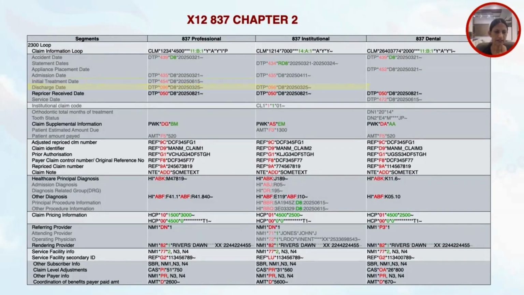Then the discharge date, DTP01 is 096 and it's used for 837P and 837I. Then the repricer received date, in that the DTP01 value is 50. This is required when a repricer is passing the claim on to the payer. So the claim was repriced at the repricing agency and then the repricing details are passed back to the payer. At that time, the repricer has to mention what was the date when the claim was received. So that is identified by DTP01 equal to 50.